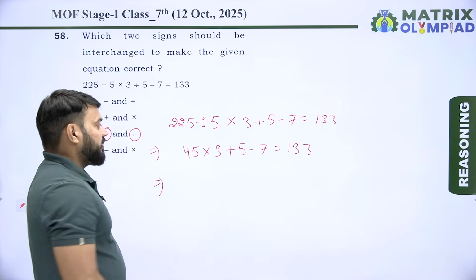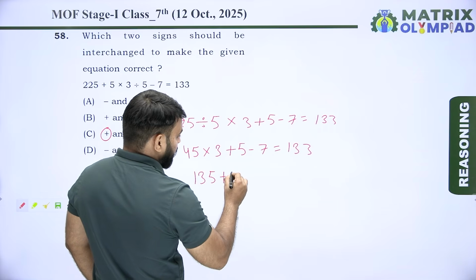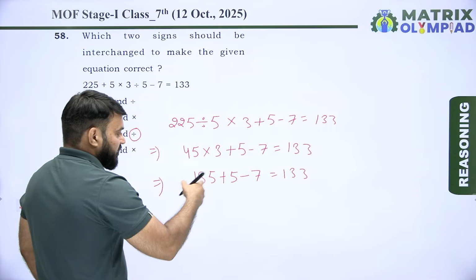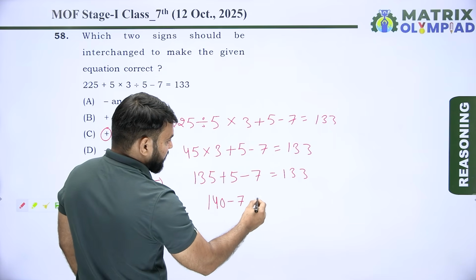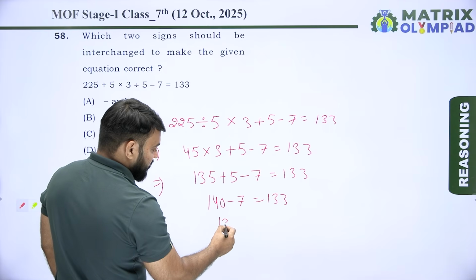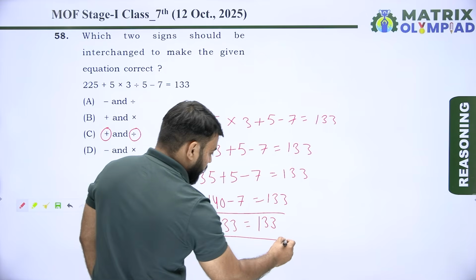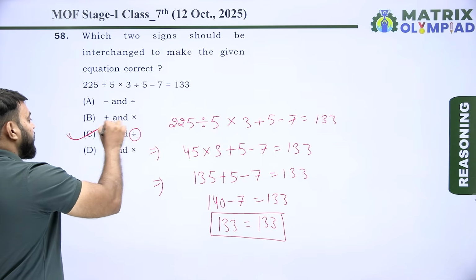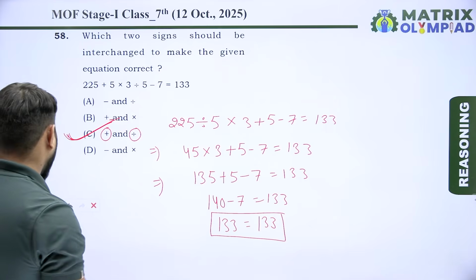45 multiply by 3, it means 135 plus 5 minus 7 is equal to 133. 135 plus 5, it means 140 minus 7 is equal to 133. 140 minus 7, it means 133 is equal to 133. Yes, 133 always equals 133. So here option C is the correct answer of this question.